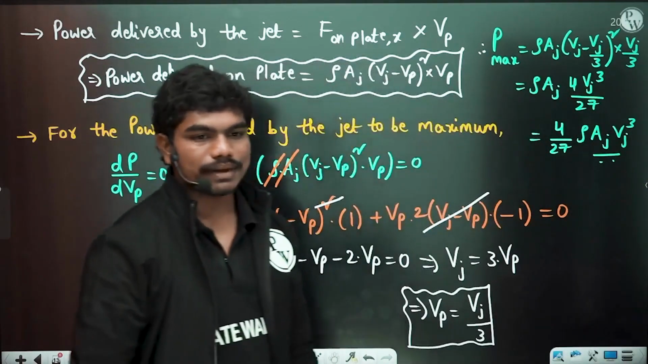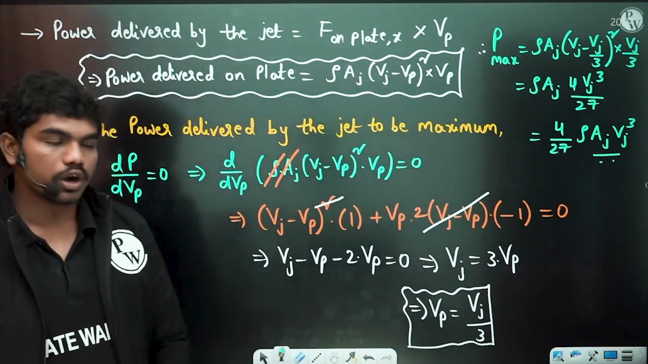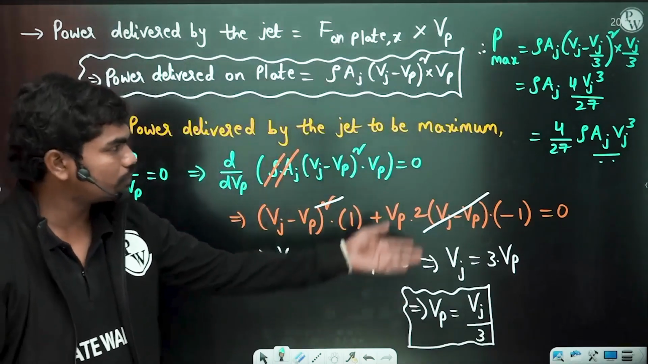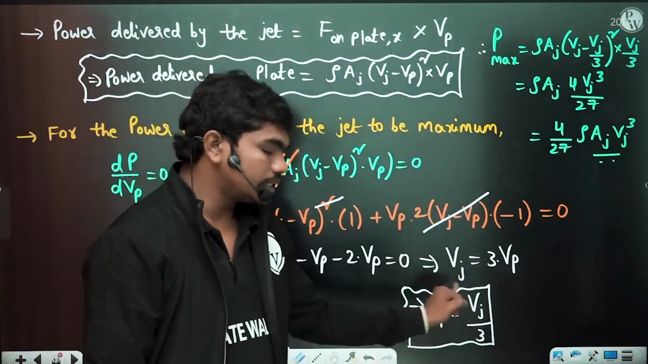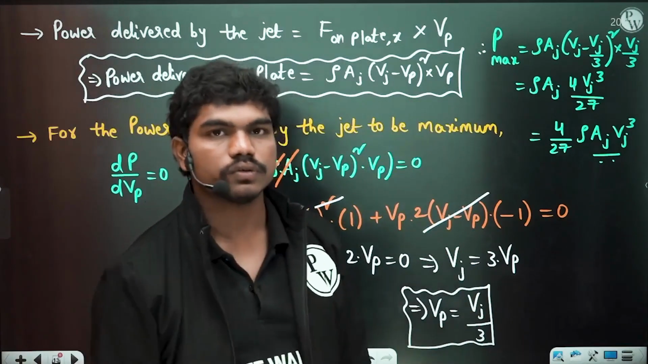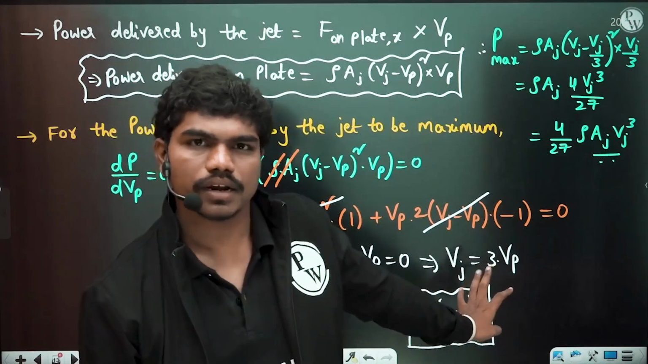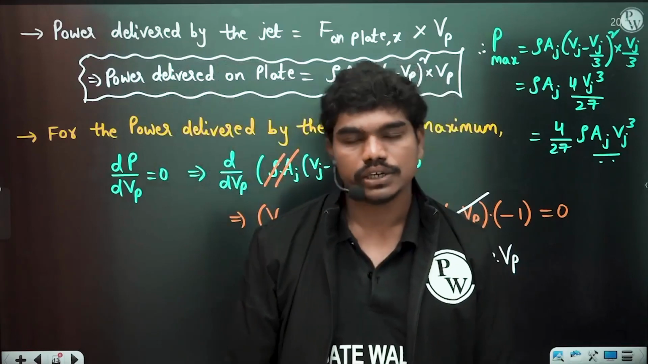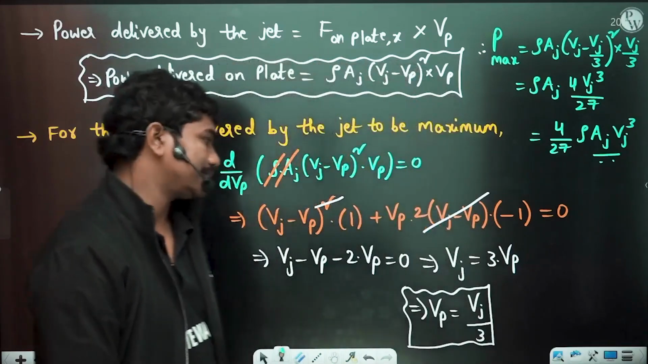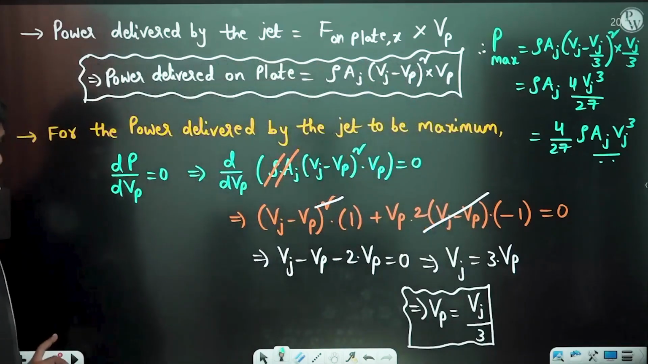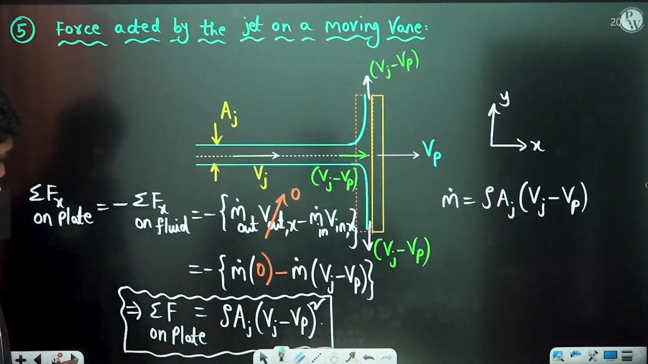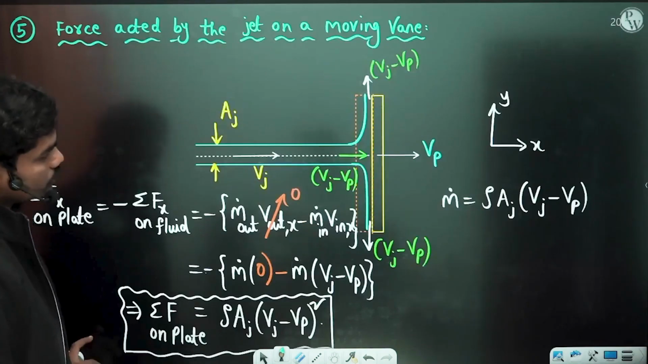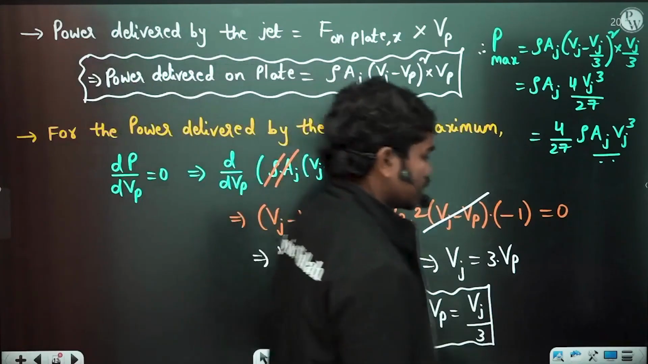This is the maximum power that can be delivered by the jet onto the plate when the plate is moving. Clear? Normally that need not be remembered, but if you keep this condition in mind, it will be somewhat helpful to you in some places. This is fundamental mechanics: power is equal to force into velocity. Then if you want maximum power, you have to differentiate that and equate to 0. All these things are the basic fundamentals that you generally see outside also.